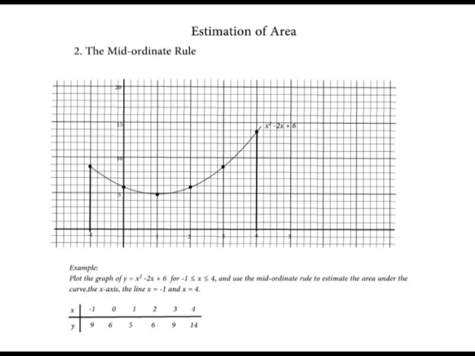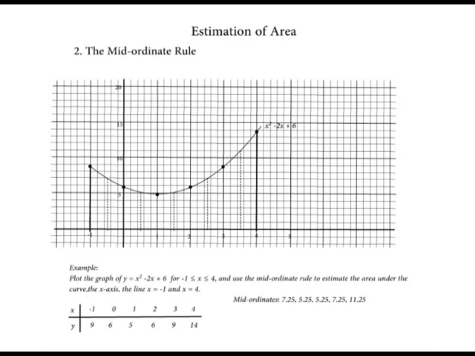Now we don't need these coordinates anymore. We want the mid-ordinates. You can read them off the graph or you can calculate them directly from the equation of the curve. We know the first mid-ordinate will be at x is equal to -0.5. The second one, x is equal to 0.5, 1.5, 2.5, and 3.5. If you substitute in the equation of the curve, you will get 7.25, 5.25, 5.25, 7.25, and 11.25.